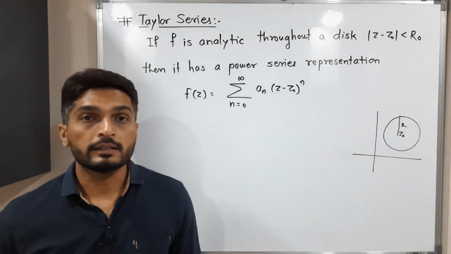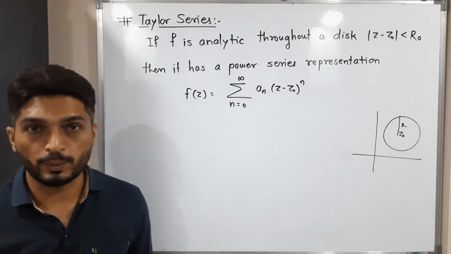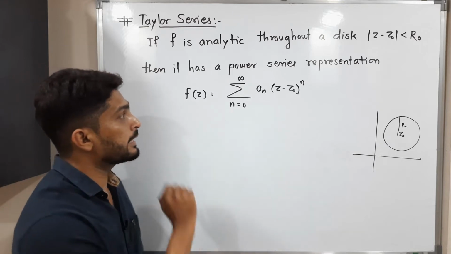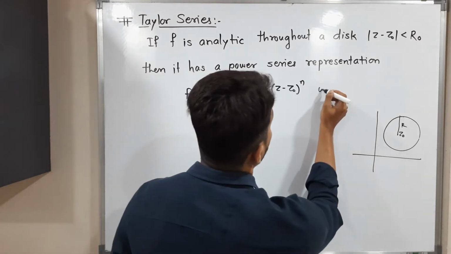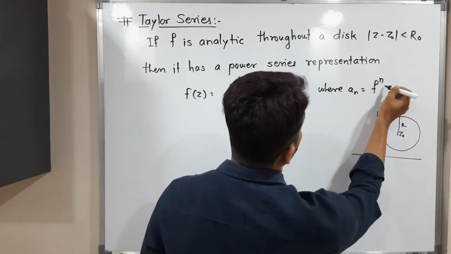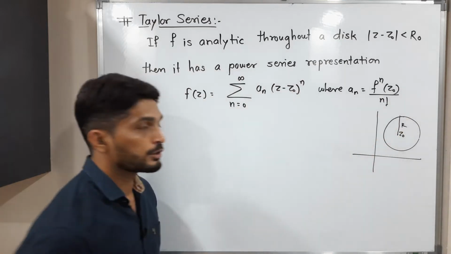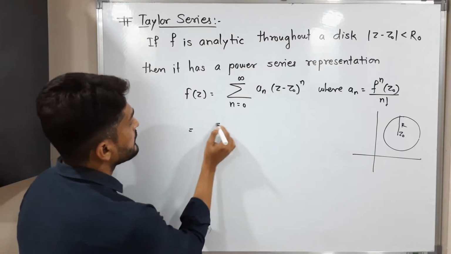radius r, then that function can be expressed in the form of a power series in this way: summation n running from 0 to infinity a n (z minus z naught) raised to n, where a n is equal to the nth derivative of f at z naught upon n factorial. So this is the value of a n.